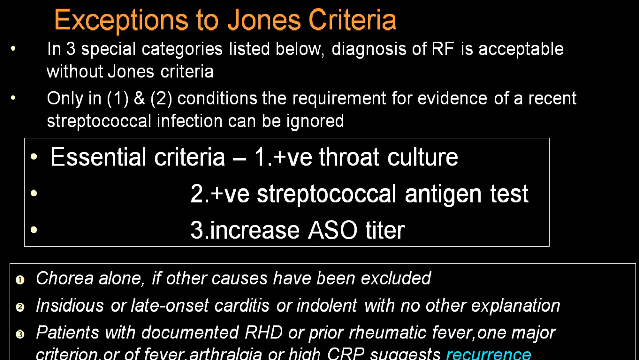Now there are 3 conditions. First, if chorea is alone and other causes of chorea are excluded. Second, late onset carditis or indolent carditis with no other explanation. And third, a patient with documented rheumatic heart disease or prior rheumatic fever, with one major criterion or fever, arthralgia or high CRP, suggests recurrence. These are the three conditions which are exceptions to using the Jones criteria.